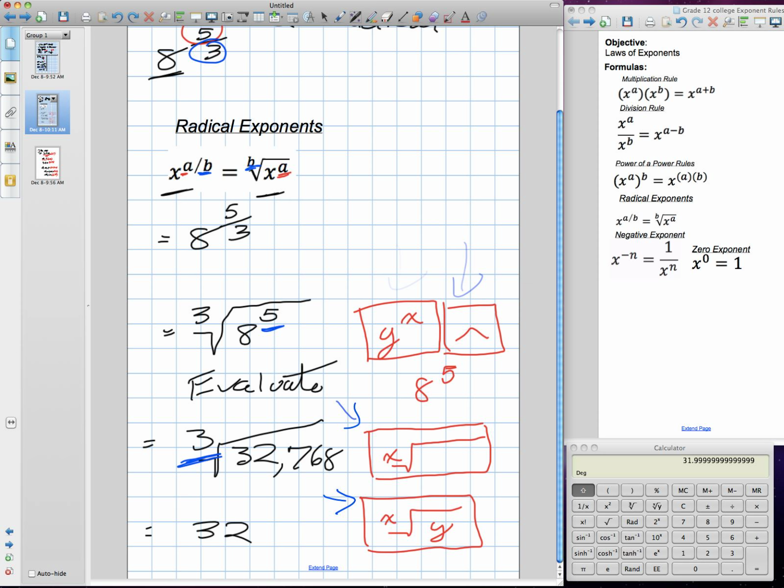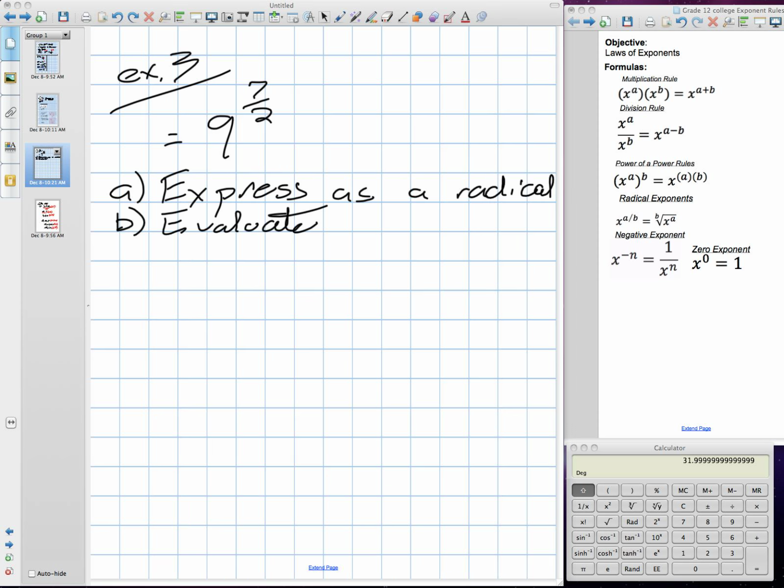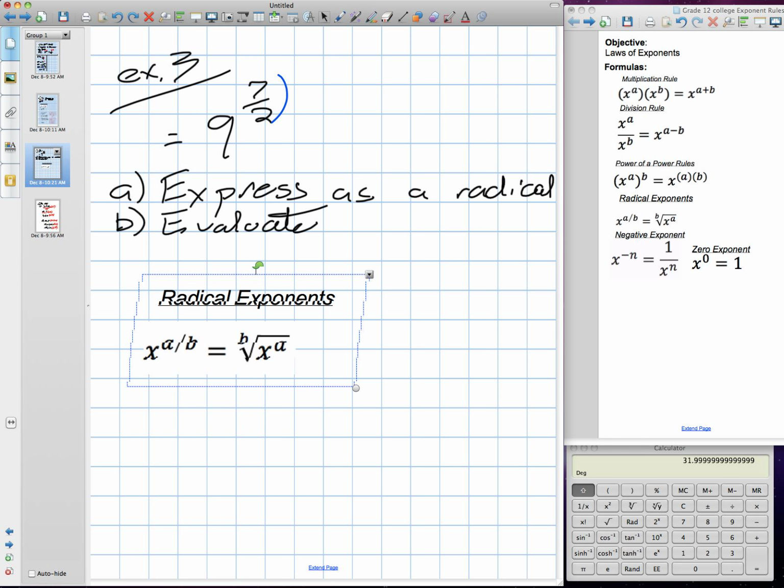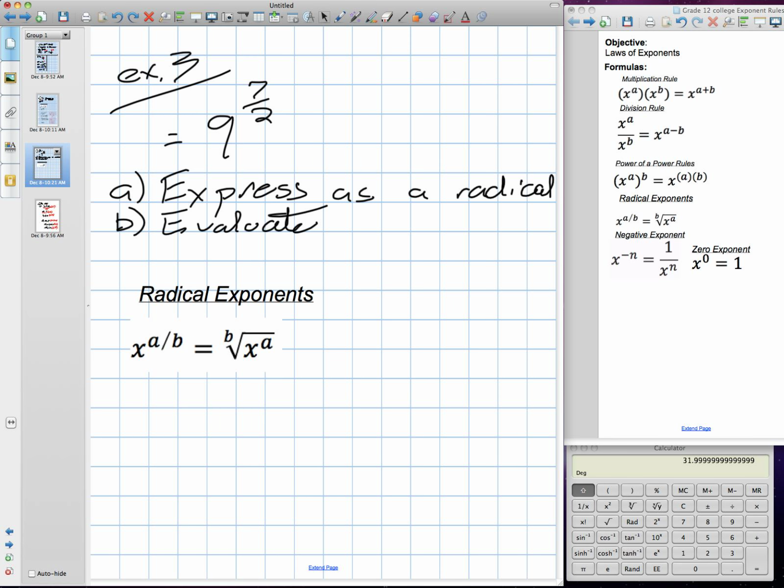Okay, so we have our third example. We have base 9 to the power of 7 over 2. Part A tells us to express as a radical. So we're going to use that formula we know again for radical exponents. We're going to have to define what our A, B, and our X are in this question. So I'm going to rewrite the question over here. 9 to the power of 7 over 2. And let's relate them. Our A variable is what? 7. This is our A. So A is equal to 7.